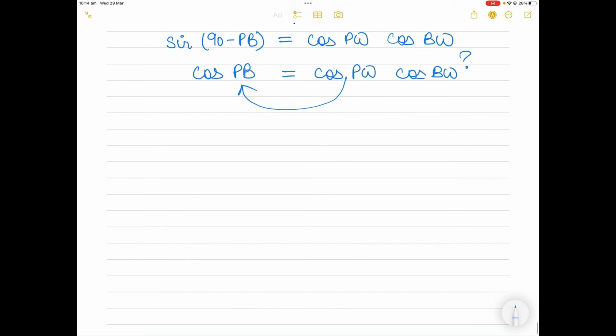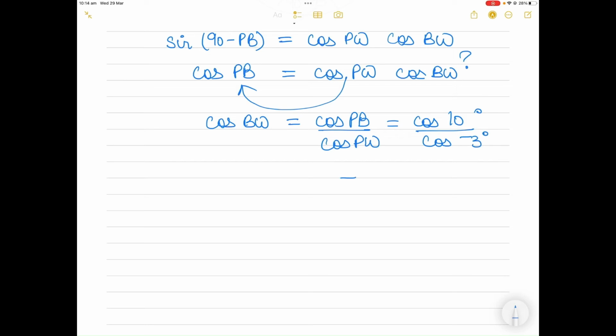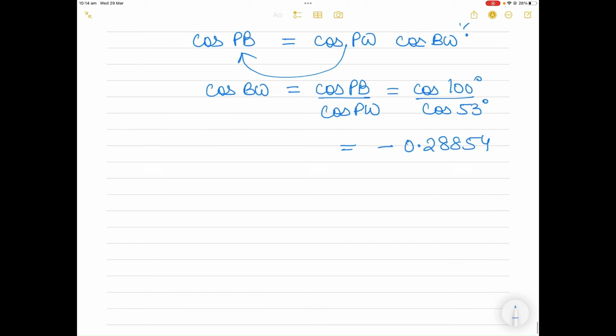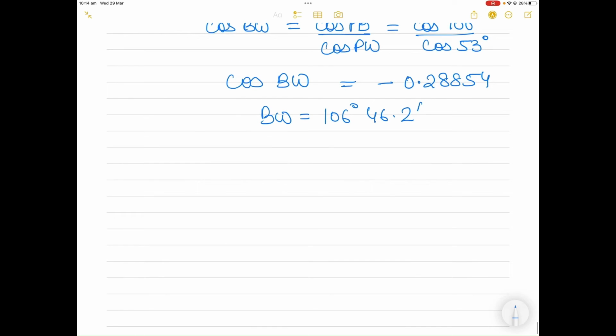So I will keep this unknown here and I will take this to the other side here. So cos of BW then becomes equal to cos of PB divided by cos of PW, which is nothing but cos of PB, 100 degrees, divided by cos of 53 degrees, which is negative 0.28854. Alright, this is cos BW. Shift cos BW equals 106 degrees 46.2 minutes.